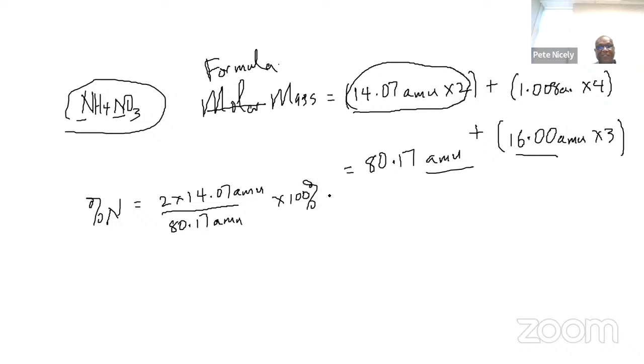Okay, so that would be 14.07 times 2 equals that, divided by 80.17, times 100%. And according to my calculation, this works out to be equal to 35.10%. All right. Okay, what about the percentage of hydrogen? How do we calculate that?